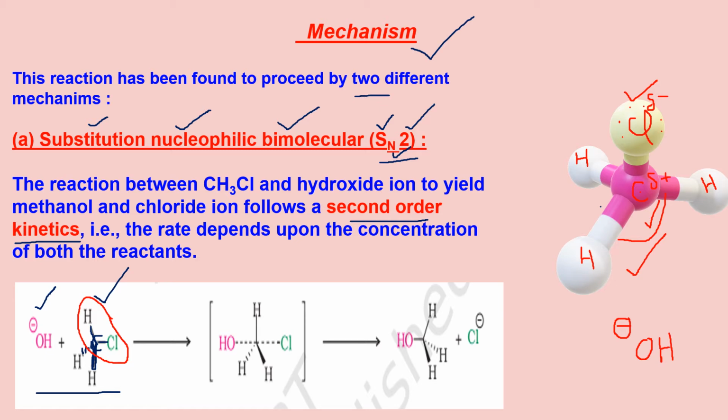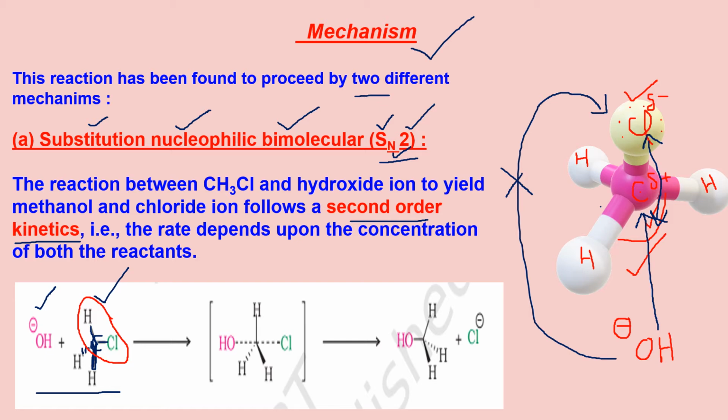This OH minus will not come from the side where Cl is already placed, because Cl is electron rich, OH minus is electron rich, and they will be repelling each other. So this path is not possible. It will face minimum repulsion from Cl when it comes from exactly the 180-degree opposite side. So it will safely attack on carbon from this side, which is exactly opposite to Cl. If you have understood this point, you can easily explain SN2 anywhere now.